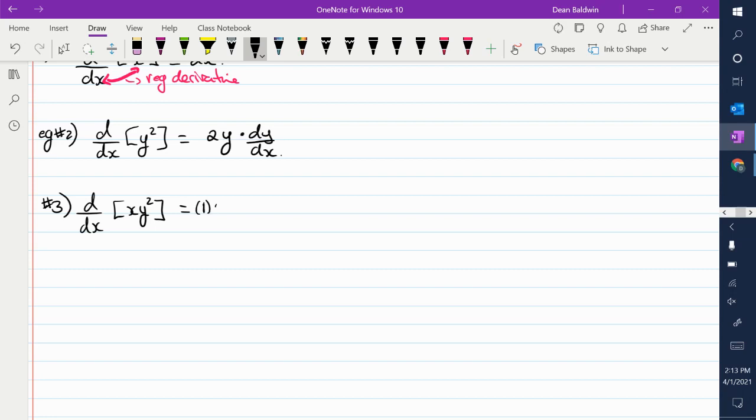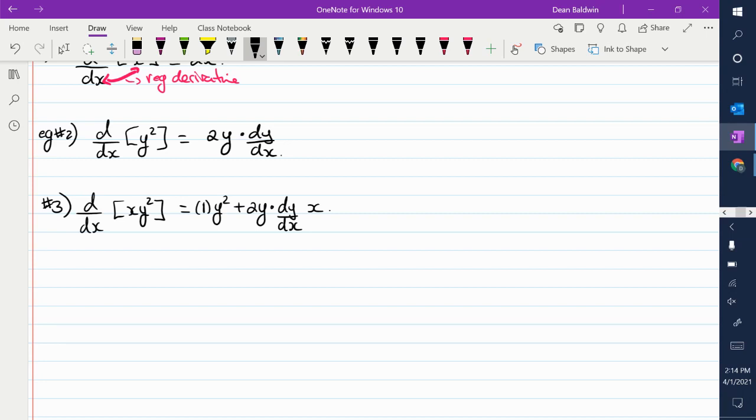So it's 1 times y squared plus the derivative of the other one. So I'm doing the derivative of y squared. What do I do? 2y. And then what's the derivative of y? dy dx times what? x, the other function. Okay? I know it looks weird.